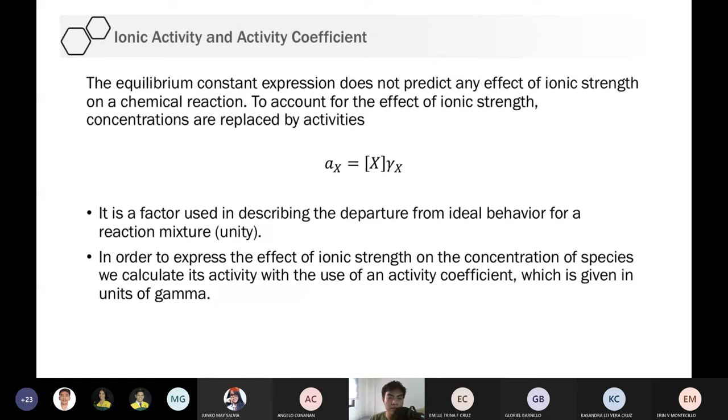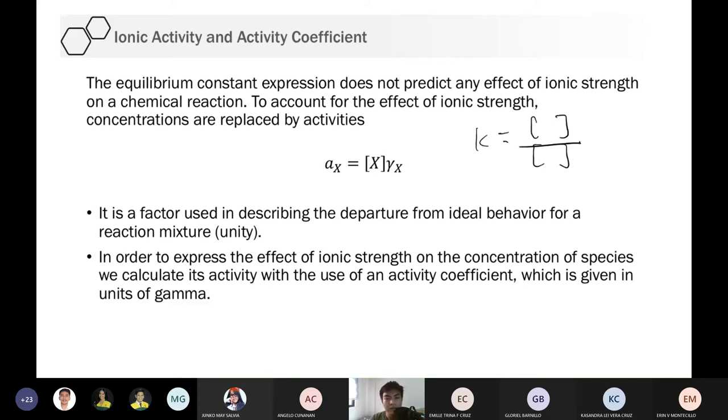It also includes the idea about the ionic atmosphere. Diba sa equilibrium constant, K is equals concentration lang. That's an ideal assumption kasi. Now, iniisip natin doon that ions do not have atmospheres, etc., etc. So, yun yung reason bakit concentration lang yung K natin before. So, we assume that the ions do not have this atmosphere.